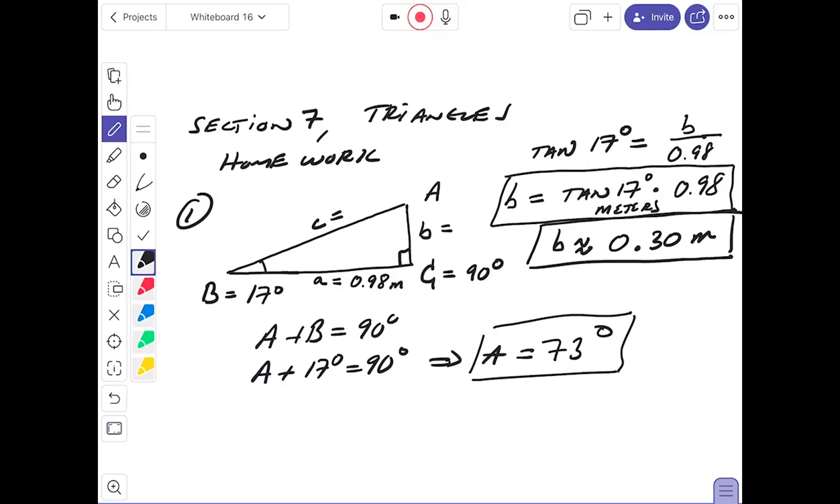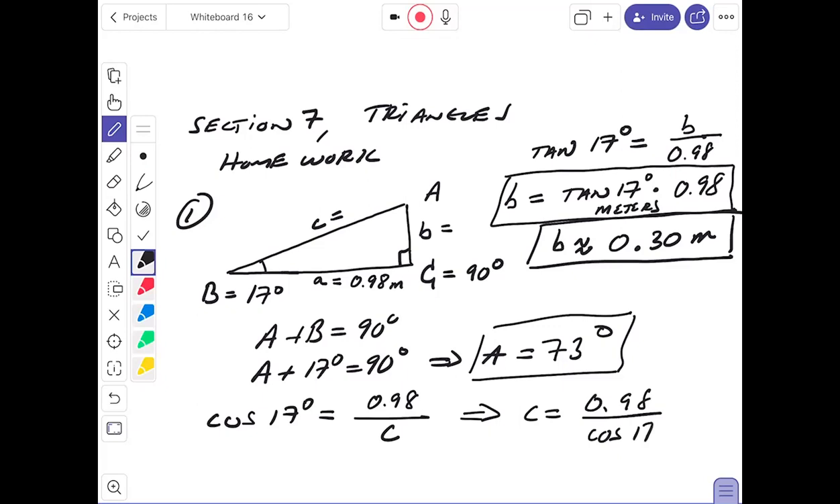How am I going to get C? I'm going to use cosine of 17 degrees is equal to, let's see, adjacent, which is going to be the 0.98 meters, over C. All right. And I want to solve for C now. What's C going to be equal to? 0.98 over the cosine of 17 degrees. Right. This is in meters too.